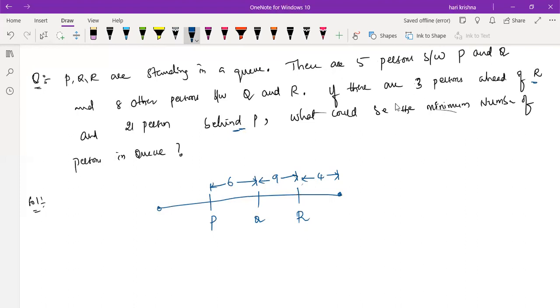Then what about the next one? 21% behind P. That means 22. That's all. You can add total number of persons from here to here. What is the answer? Sir, 41. 41.